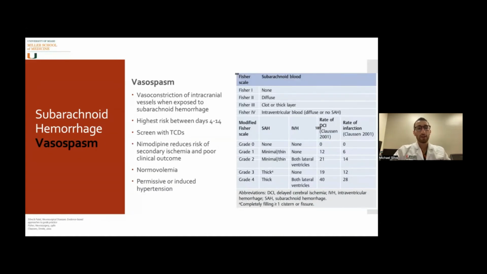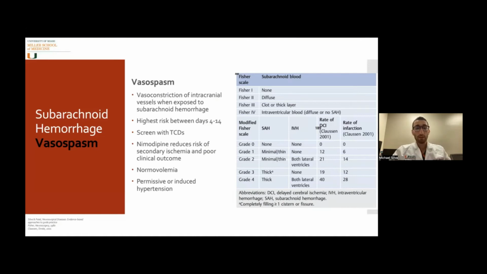Just to round out the discussion of subarachnoid hemorrhage, no discussion of aneurysms is complete without a discussion of vasospasm. This is, simply put, vasoconstriction of the intracranial vessels when exposed to subarachnoid hemorrhage. The high-risk period is between days 4 and 14. We use transcranial Dopplers to screen for elevated flow, and that suggests vasospasm.